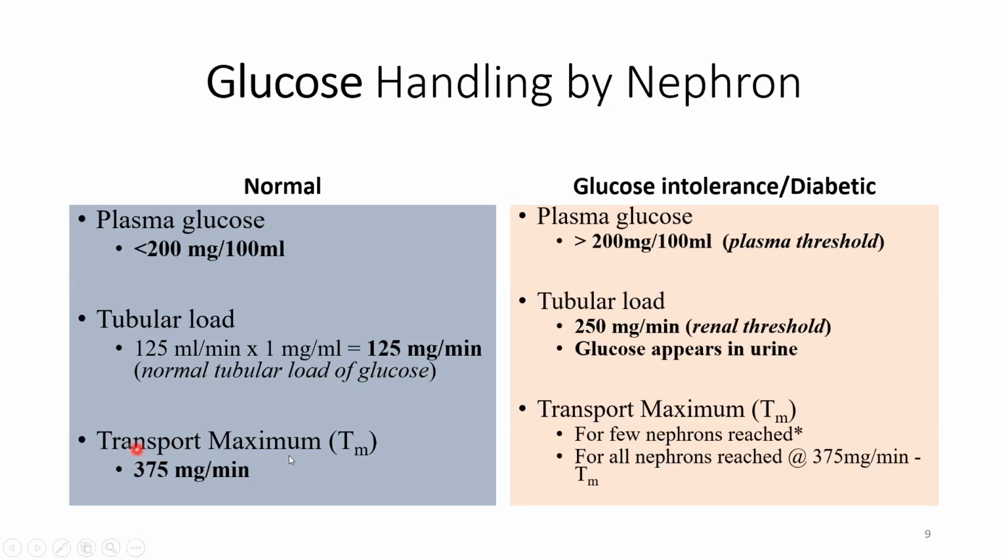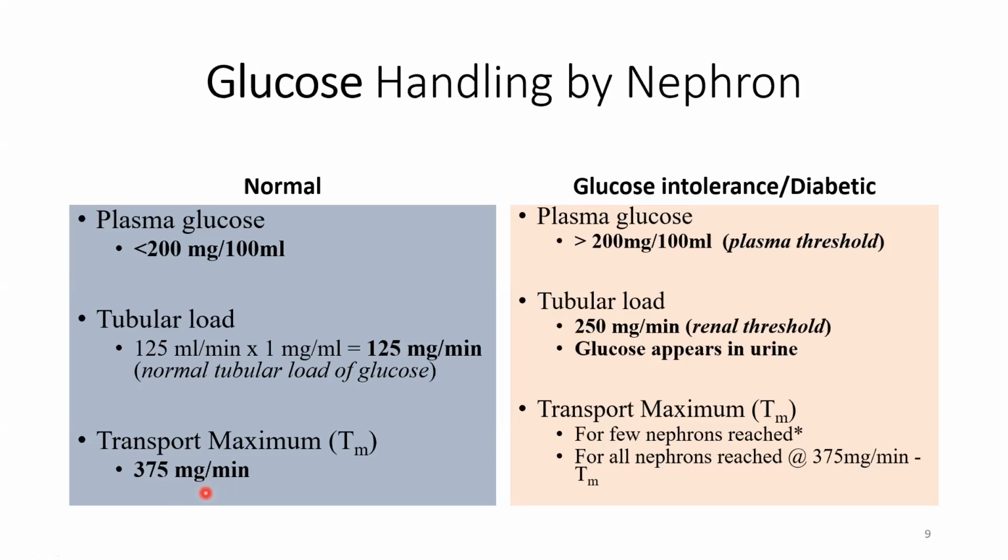What is this? The transport maximum. Transport maximum is basically the upper end, the top capability of the glucose transporters in the PCT. So 375 milligram per minute means that if you were to increase the tubular load up to roughly 375 milligram per minute, you will not have a problem. Not much of a problem.